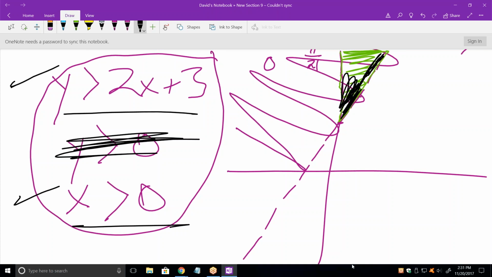I have no way of describing that. How am I going to describe that? I have a triangle that goes to infinity up top, and it's bounded by, in other words, it would be very, very difficult to explain that area without showing it.